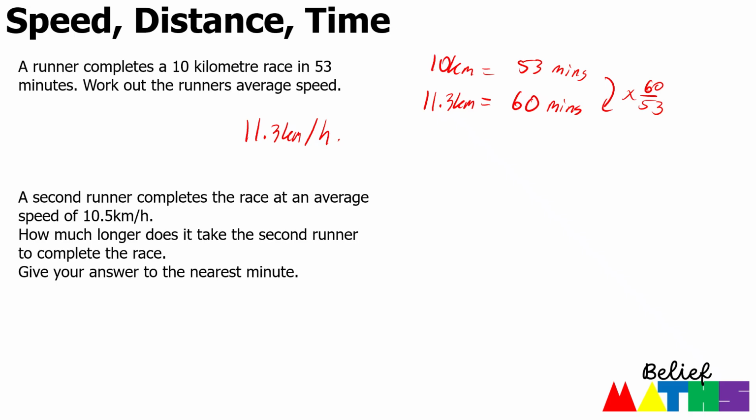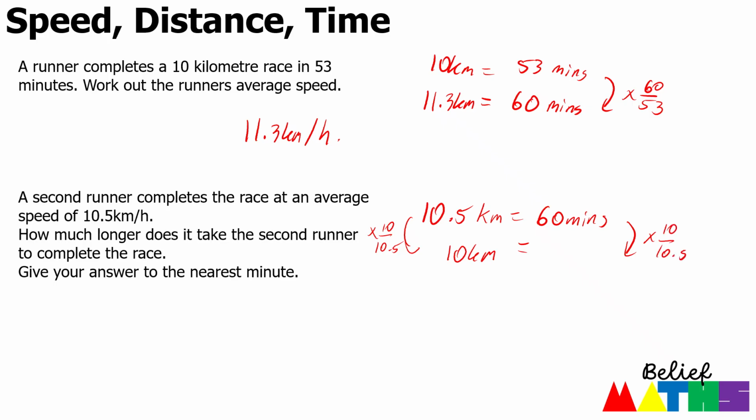Okay, well 10.5 kilometers per hour means 10.5 kilometers in 60 minutes. And I want to know, well, how long does it take them to do 10 kilometers? Again, our scale factor here is times 10 over 10.5. So therefore, if we multiply this by 10 over 10.5, we get 60 times 10 over 10.5, and that gives us an answer of 57.1. And then some more, so therefore to the nearest minute, 57 minutes.